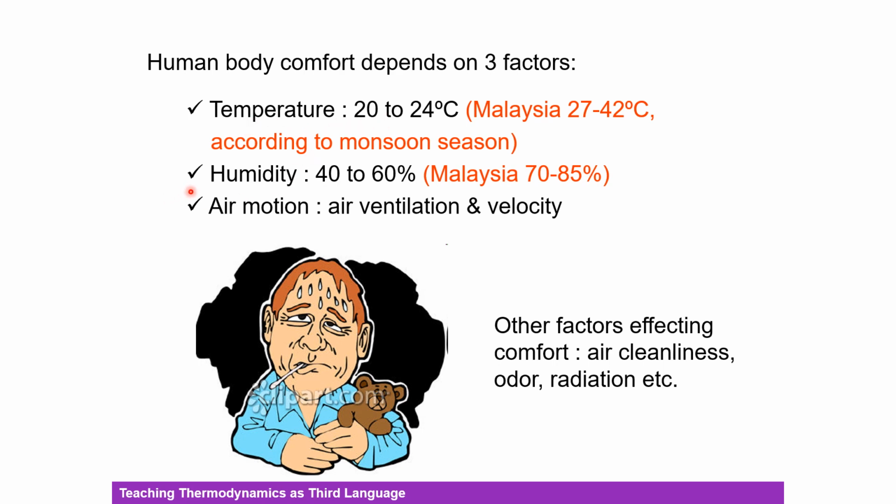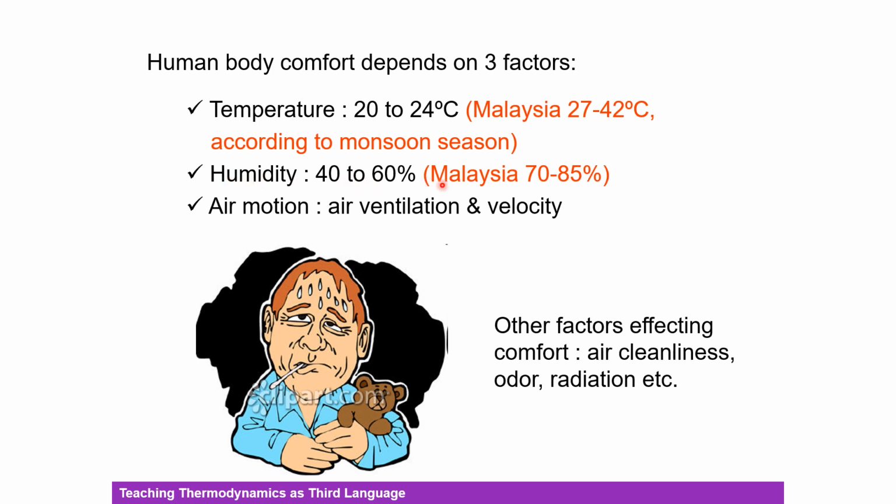Another factor that affects your human body comfort is the humidity. Humidity must be maintained between 40 to 60%. Humidity is nothing but the amount of moisture present in air. So the higher the moisture, the higher the humidity.